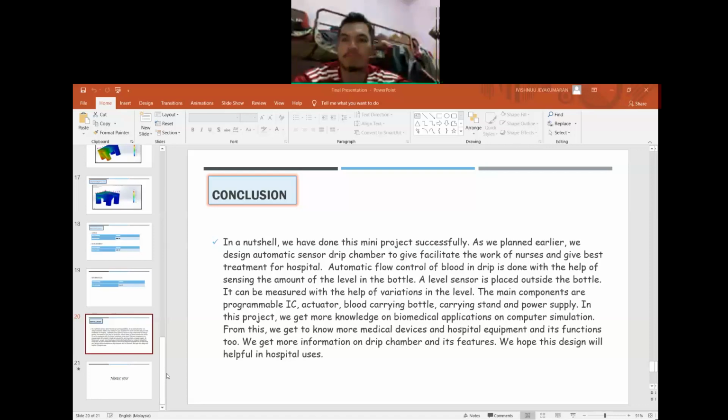In this project, we gained more knowledge on biomedical applications through computer simulation. From this, we got to know more medical devices and hospital equipment and their functions too. We got more information on the chamber and its features. We hope this design will be helpful in hospital use.